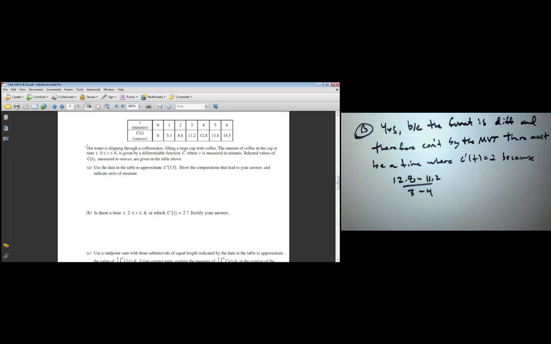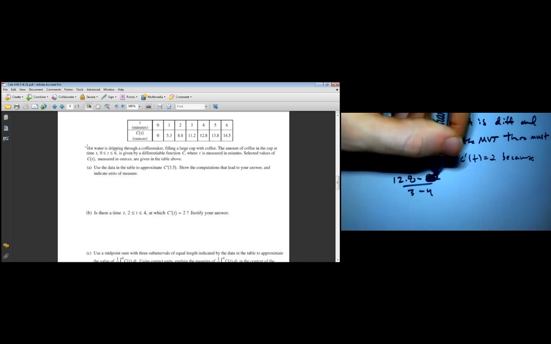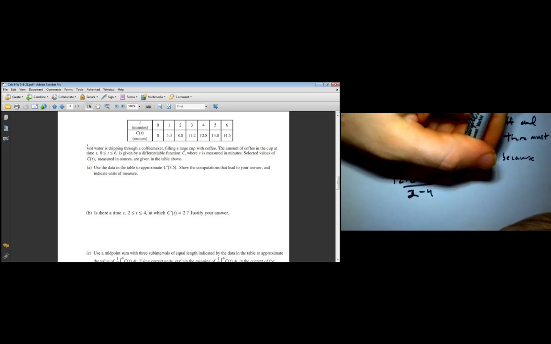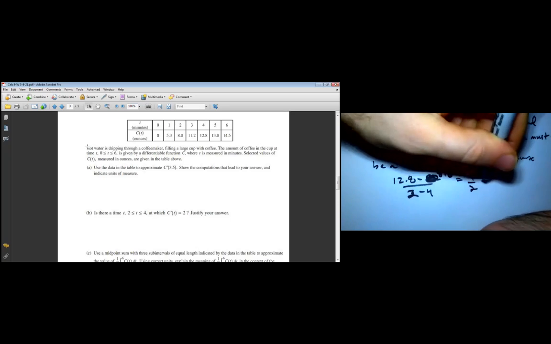Did I do the wrong ones? Hold on. I had the wrong one. 4 and 2. This is not 11.2. That's 8.8. And then that's 4 minus 2. Sorry, I was looking at A. Is equal to, what's that give you? 4 over 2 gives 2.